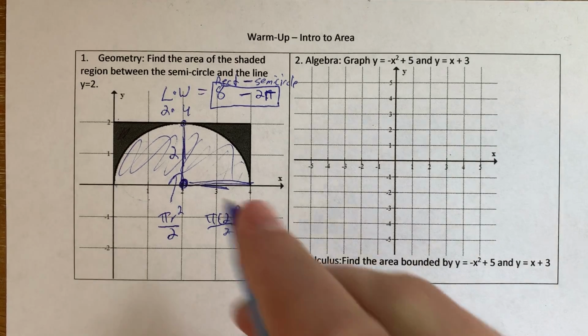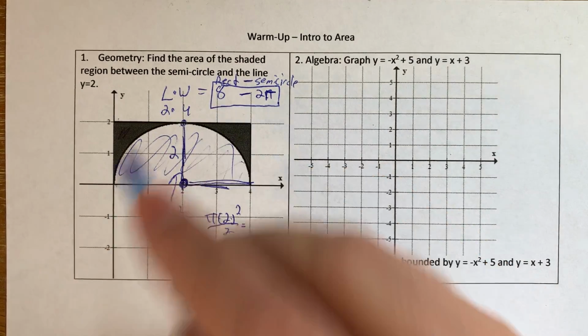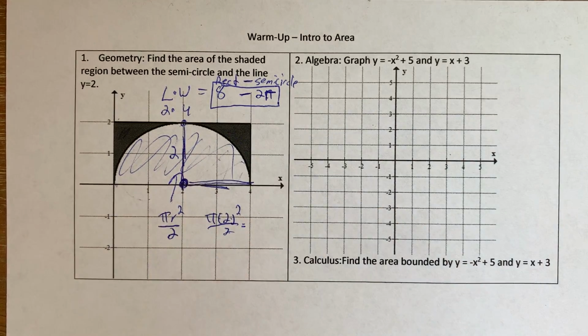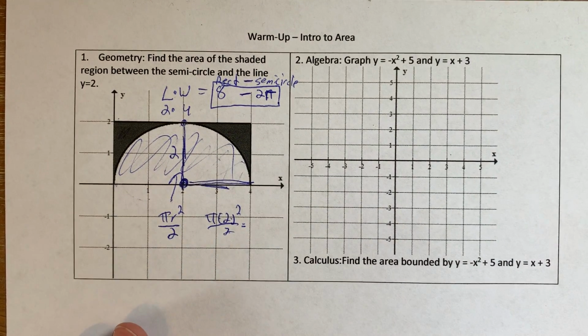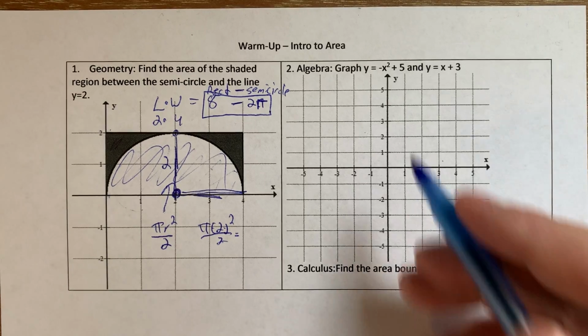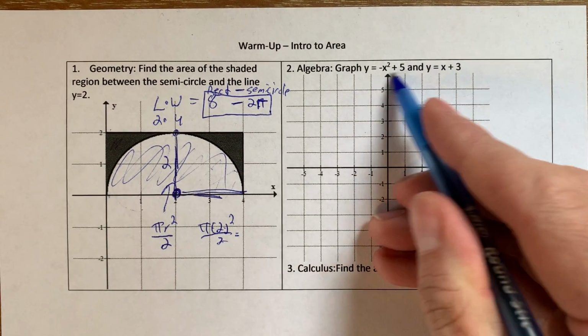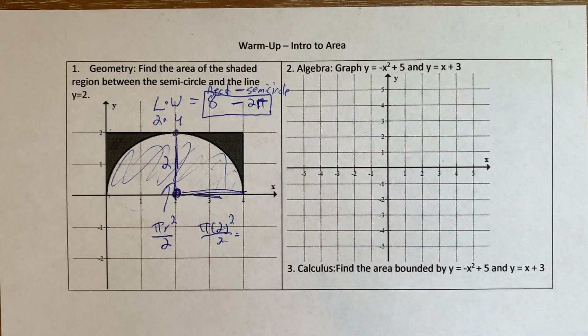So we can find the area of a shaded in part sometimes by subtracting the missing area from a shaded in spot. Okay, so with that in mind, let's move on to an algebra thing. Let's make sure you can graph both y equals negative x squared plus 5 and y equals x plus 3. So go ahead and try to do that.